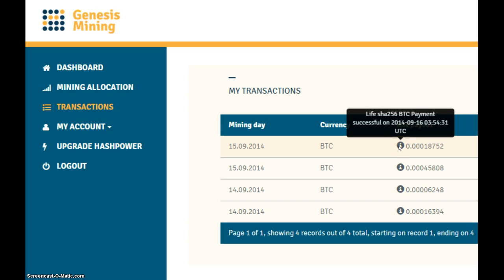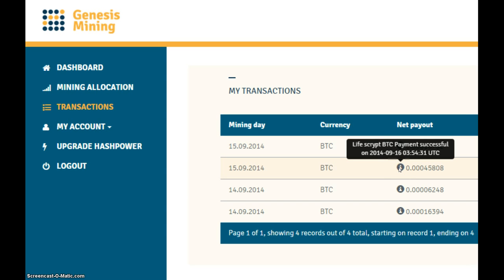So this payment here is for the 10 gigahash contract. Life means it's obviously a lifetime contract. So that was my payment today for the 10 gigahash, and my 1 megahash scrypt payout was 45,808 Satoshi.